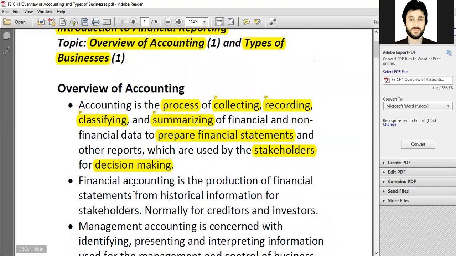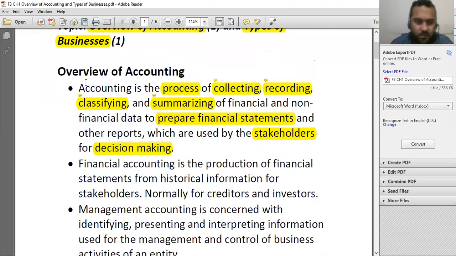So again, I'm giving the definition to you. As I told, accounting also includes financial accounting. So the same definition you can use for financial accounting.